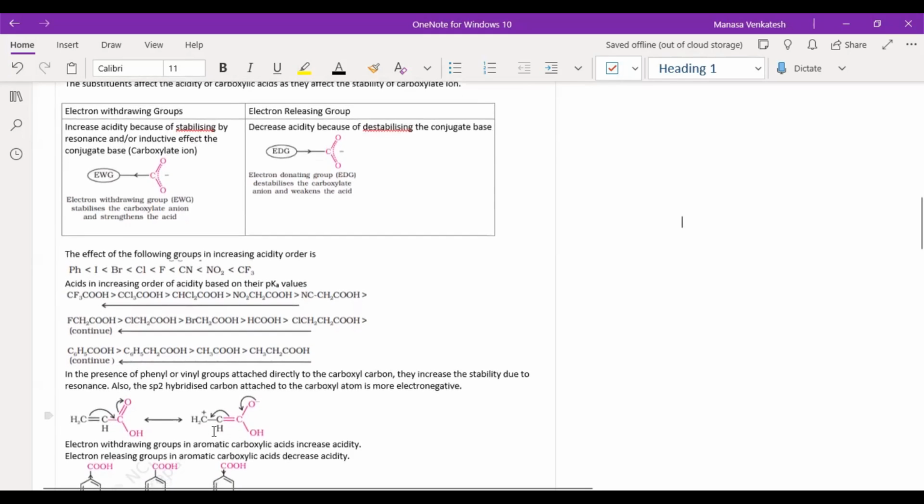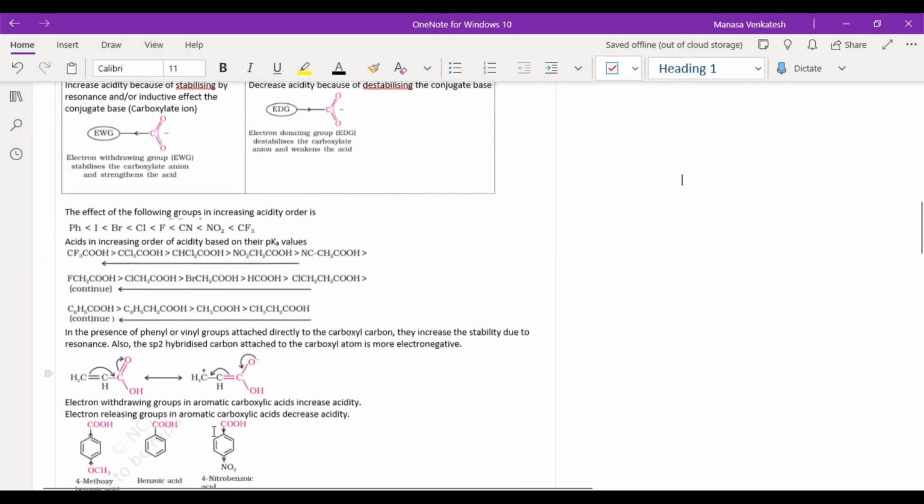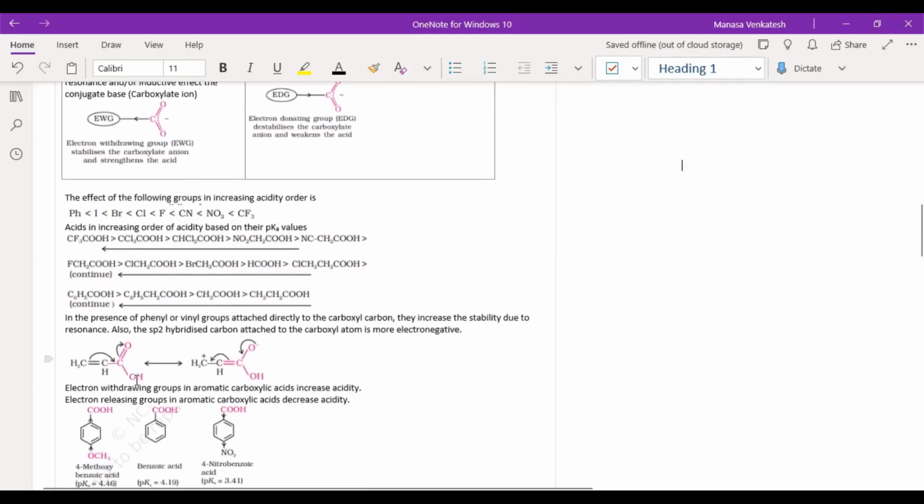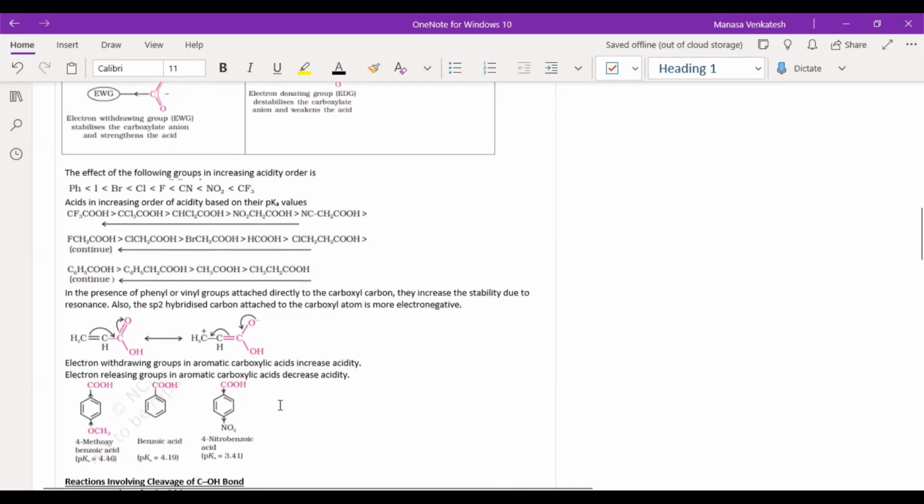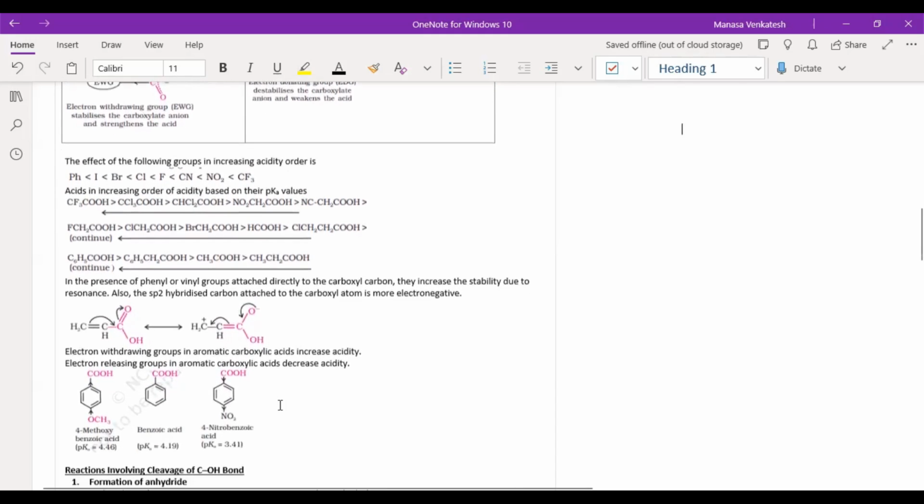resonance. And this in turn makes the carboxyl atom more electronegative because the sp2 hybridized carbon atom is actually more electronegative than an alkyl carbon, and so it tends to stabilize the carboxylate ion. In presence of electron withdrawing groups, the aromatic carboxylic acids have an increase in acidity. Electron releasing groups will obviously decrease the acidity. With that, we're done with the acidity of carboxylic acids.